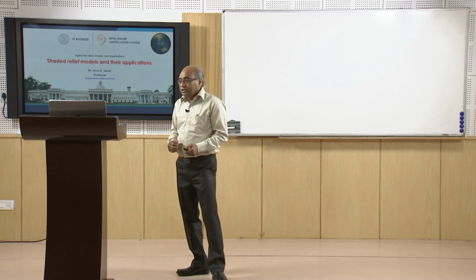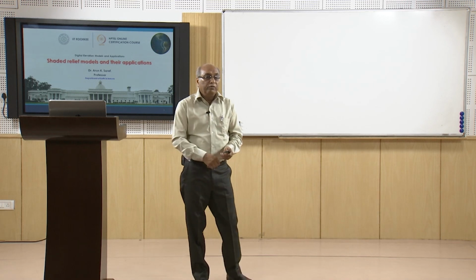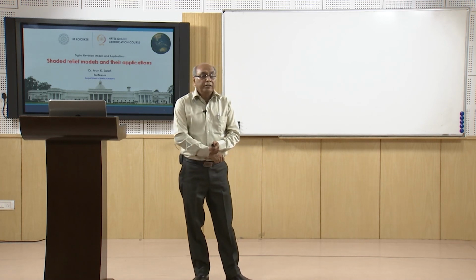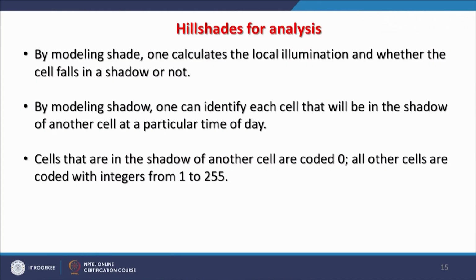By modeling shade, one calculates the local illumination and whether the cell falls in a shadow or not. And by modeling shadow, one identifies each cell that will be in the shadow of another cell at a particular time of the day. Cells that are in shadow of another cell are coded 0, and all other cells are coded with integer values between 1 and 255.